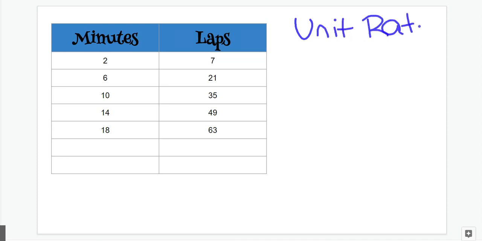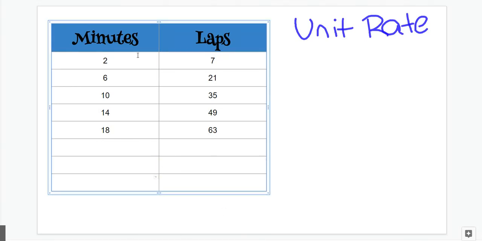So in order to find my unit rate, I can do it one of 2 ways. So one way is to go up or down. So I want to bring my minutes to 1. So I'm going to go ahead and add 1 more row to the bottom. So I'm going to bring this to 1.